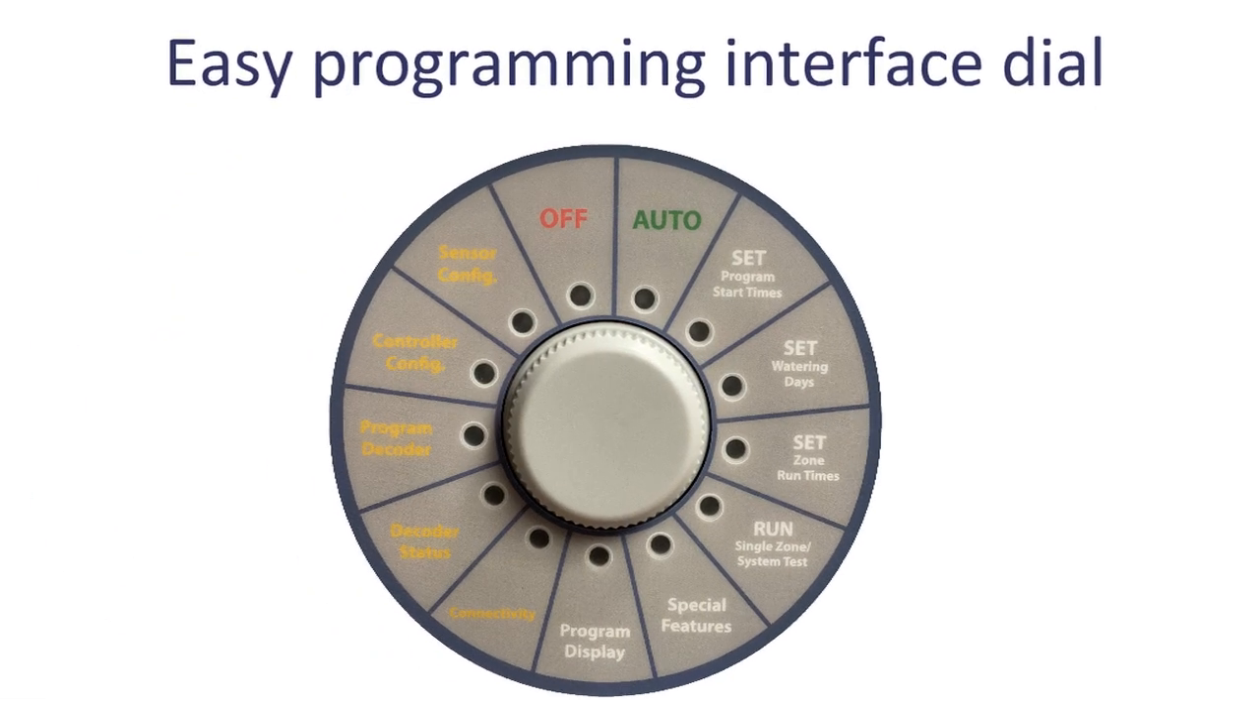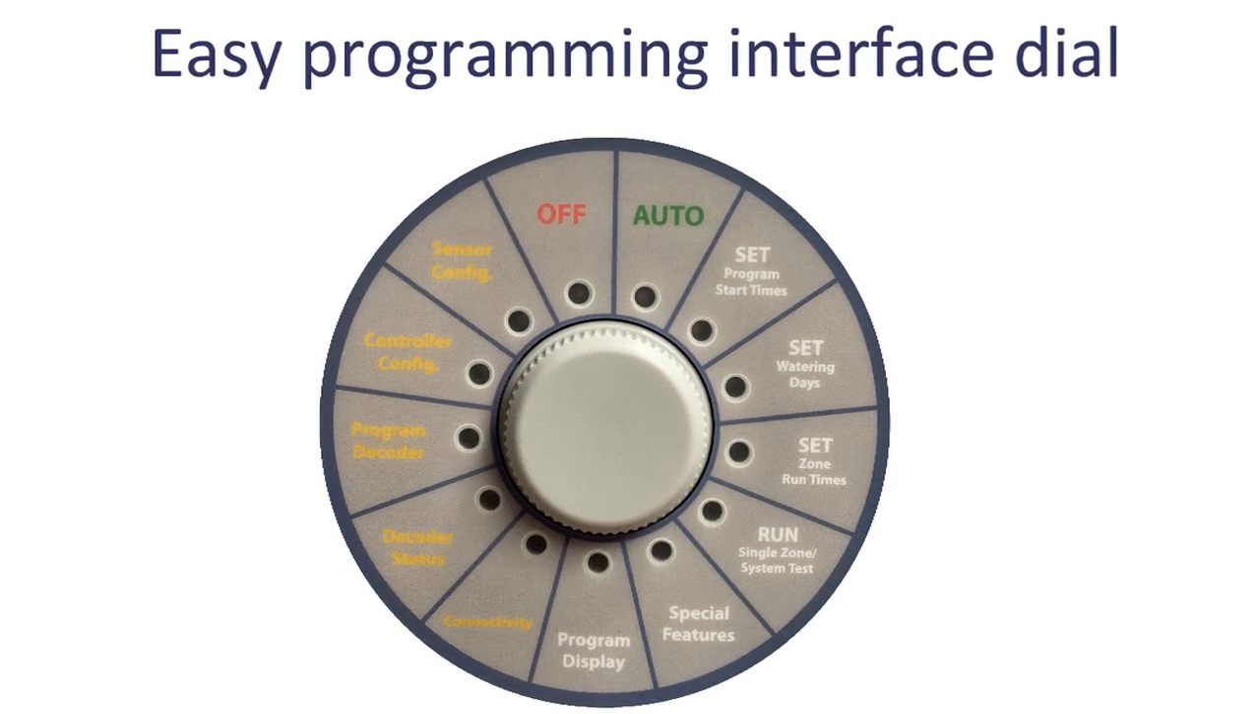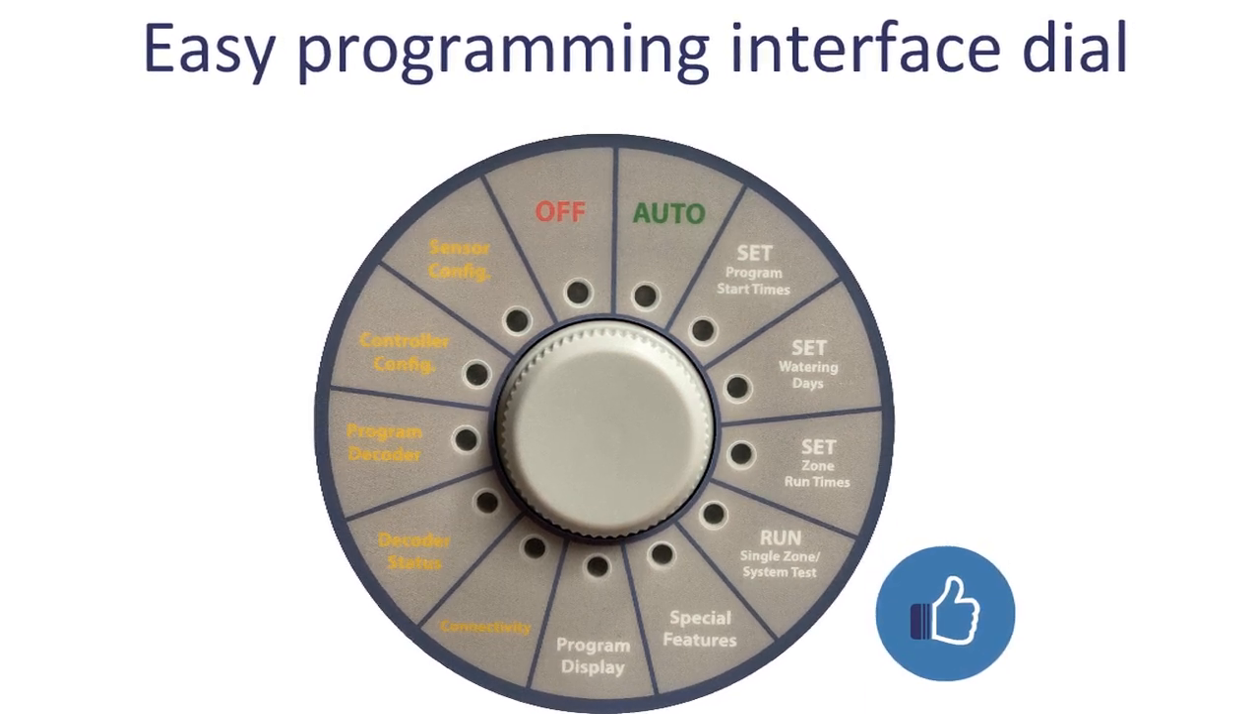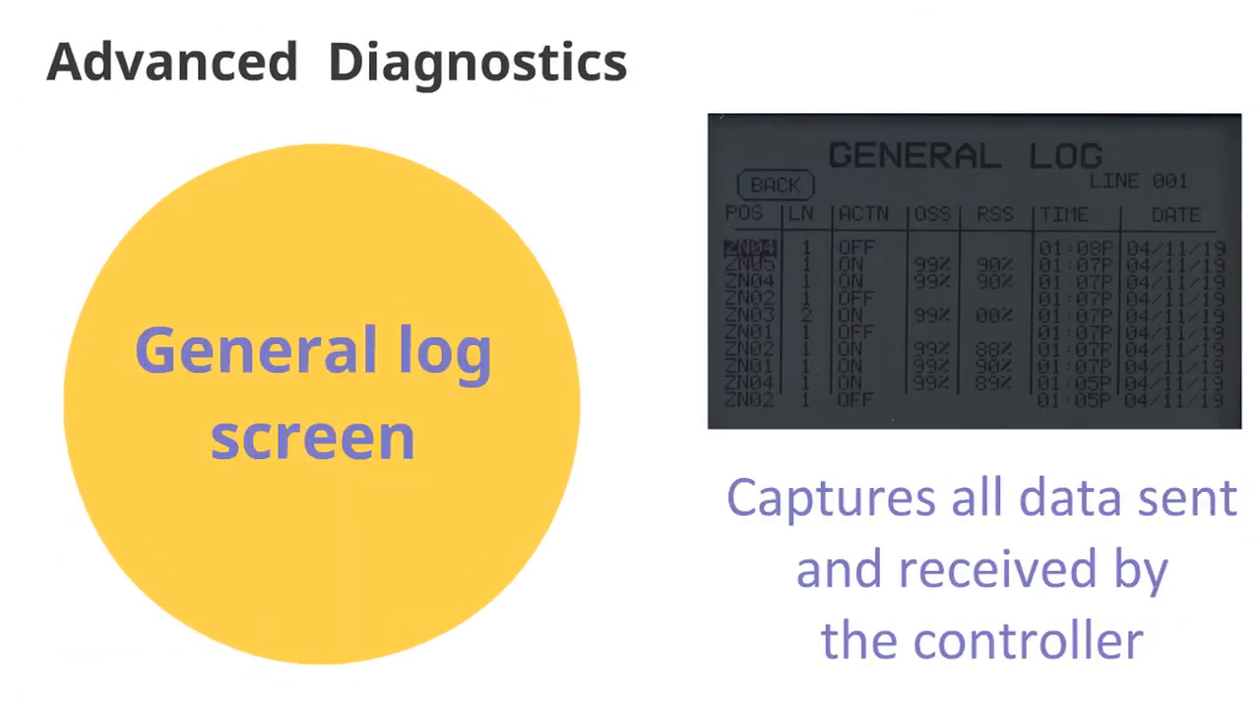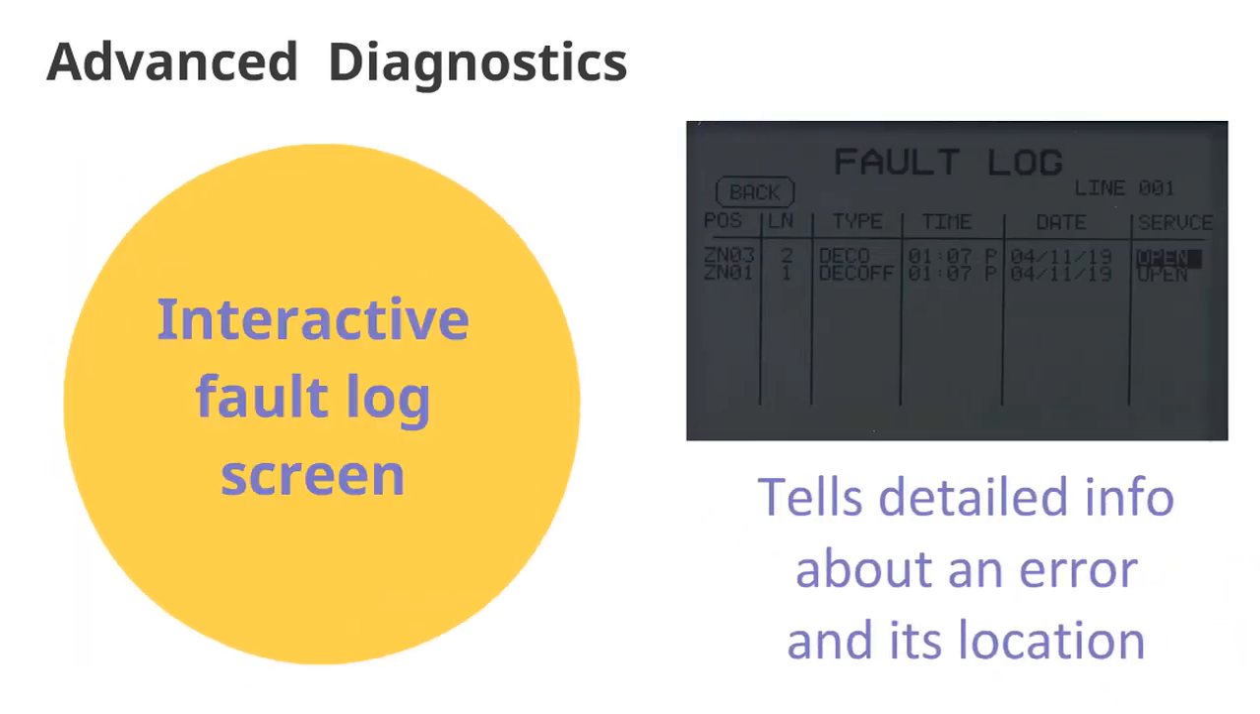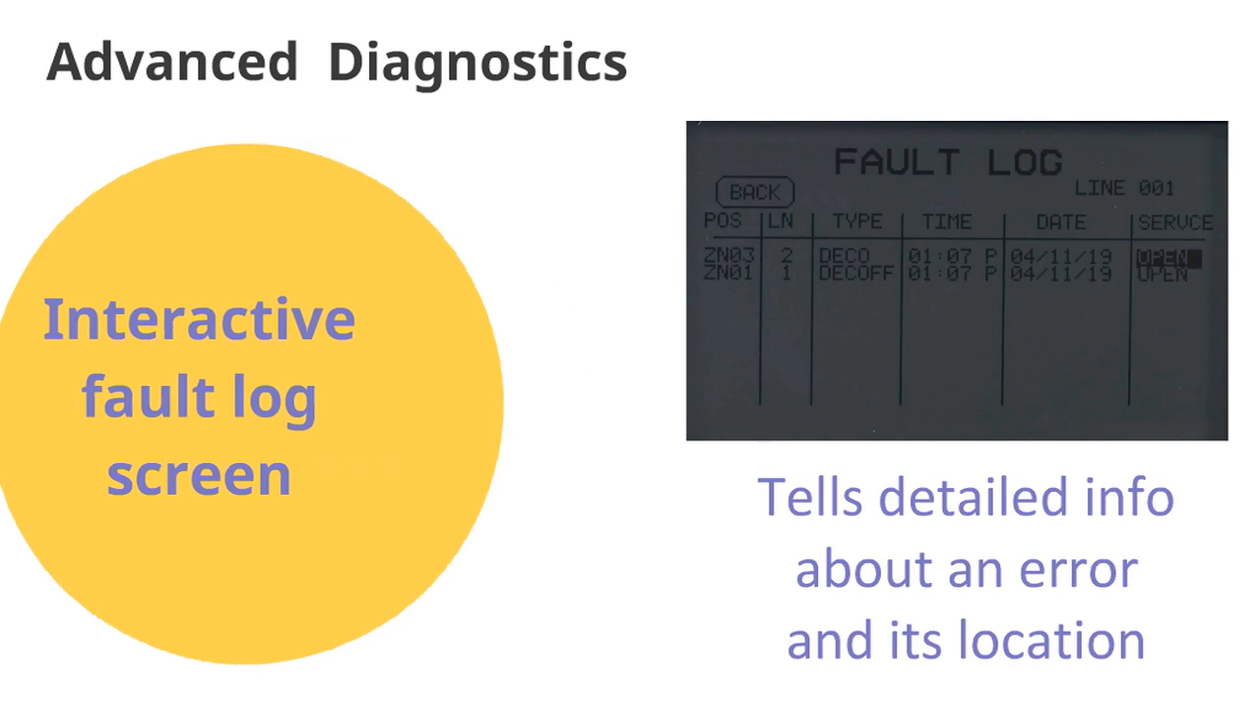The K-Range SiteMaster also has an easy programming interface dial, with advanced diagnostics such as general log screen, which captures all data sent and received by the controller, and an interactive fault log screen that tells detailed info about an error and its location.